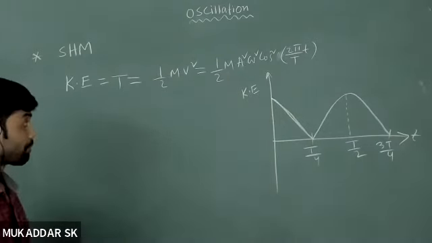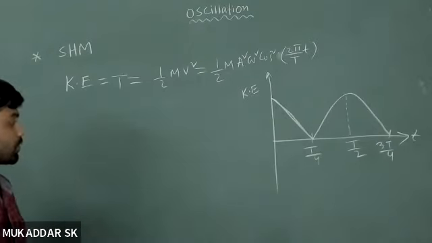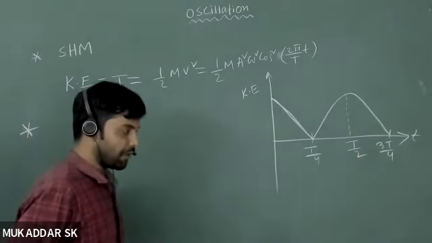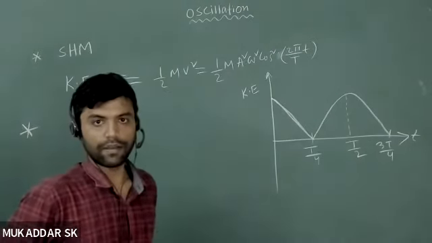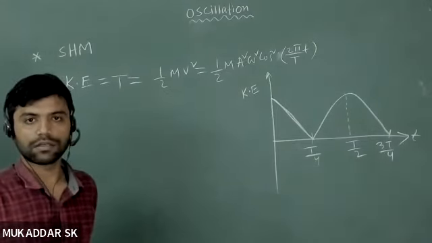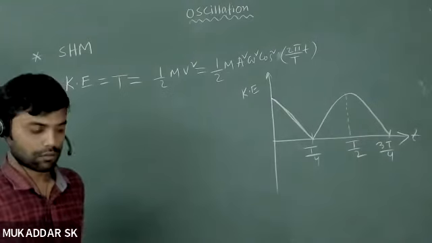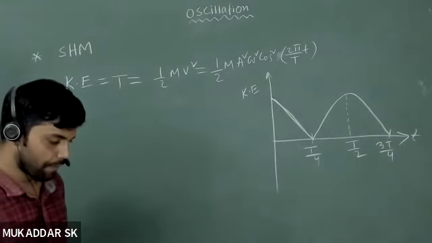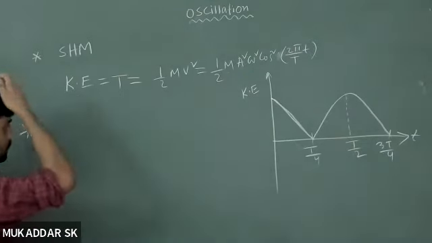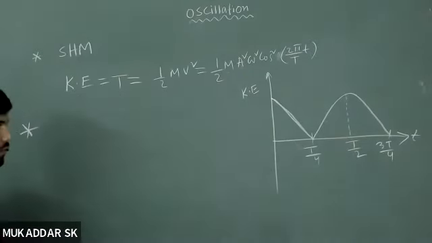Is this part clear to all? Yes, sir. Now I'll ask a very simple question. Can you tell me what will be the average speed of a simple harmonic oscillator in a complete oscillation, or in a complete cycle? So what will the average speed of your oscillator be in a complete cycle?